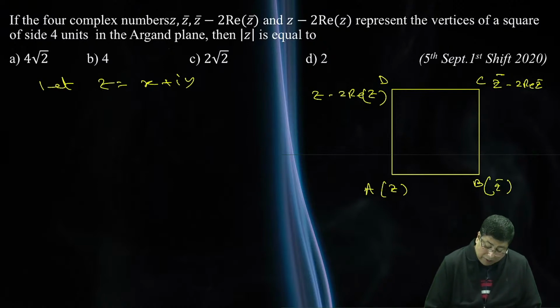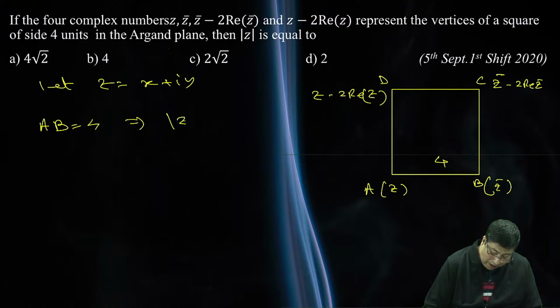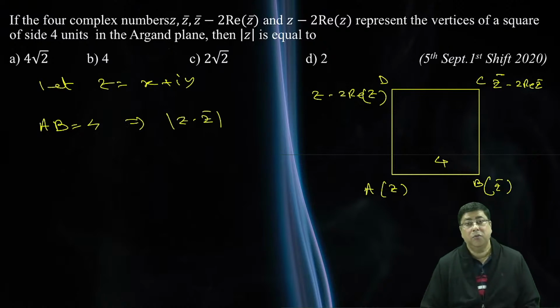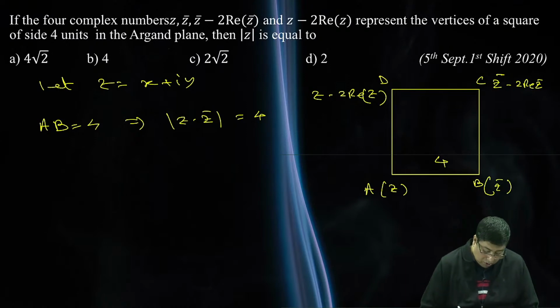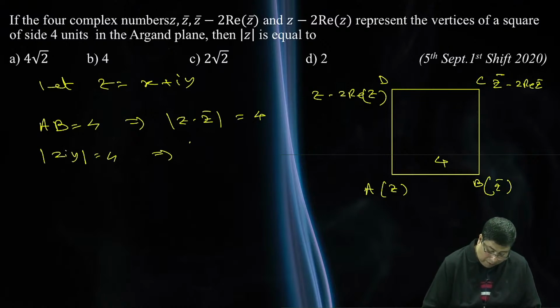Length of the side is 4. Here suppose AB equal to 4, that is distance between 2 points, mod of z1 minus z2. So mod of z minus z bar equal to 4. z is x plus i y, z bar is x minus i y. So x portion is cancelled. So mod of 2iy equal to 4. That is coming mod y equal to 2.